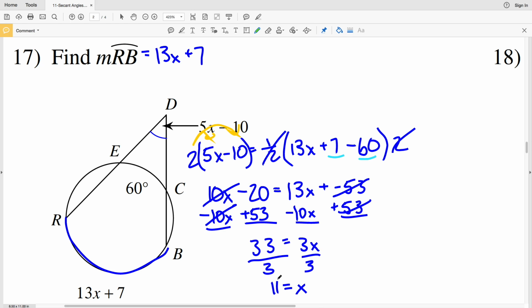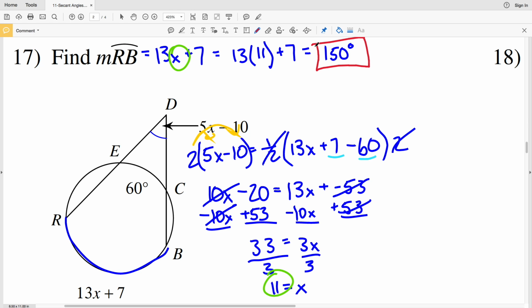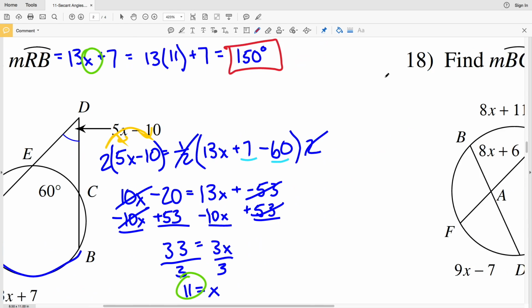Now I'll take that value of x and plug it in for the measure of arc RB. So 13 times 11 plus 7 will give me my measurement. 13 times 11 is equal to 143, and when I add 7, I'll get 150 degrees for number 17. So 150 degrees is my solution.